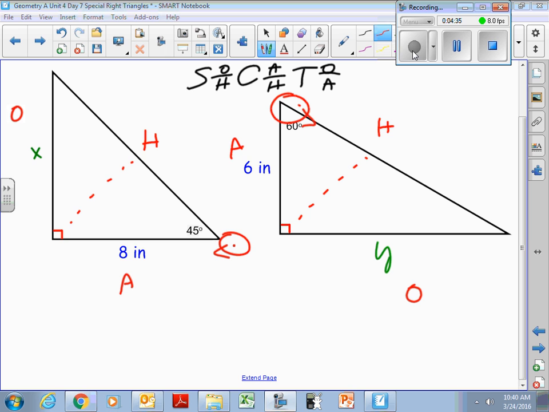All right. For the first one, is it a Soh, Cah, or a Toa? The first one, with the 8. All right, is it a Toa? Did you say Toa? All right. So, the second one, someone different, is it Soh, Cah, or Toa?